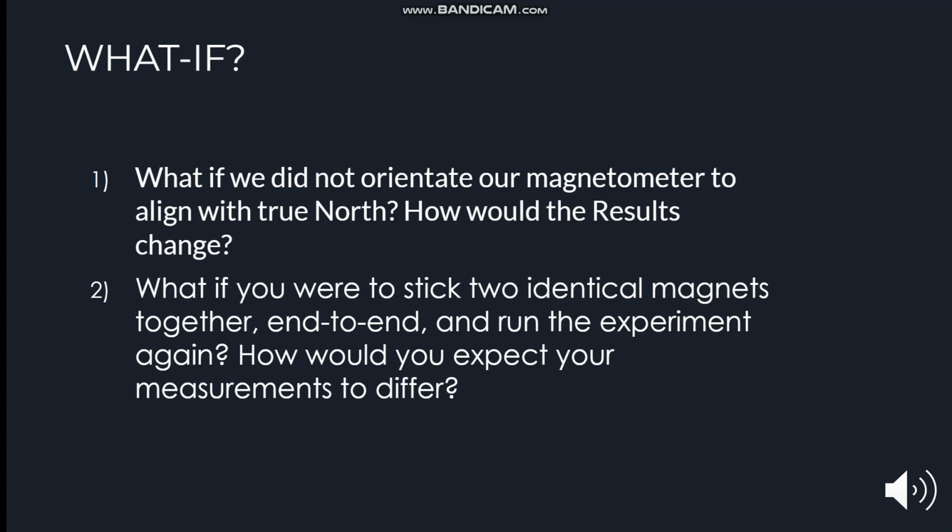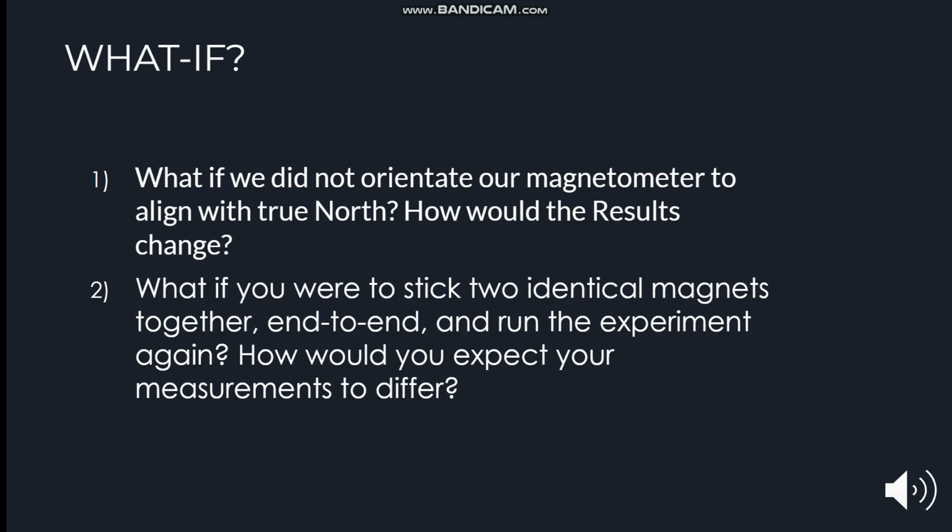So for our what-if questions: what if we did not orient our magnetometer to align with true north? How would the results change? The Earth's magnetic field will interfere with our bar magnet's magnetic field, which will skew the data to incorrect numbers.